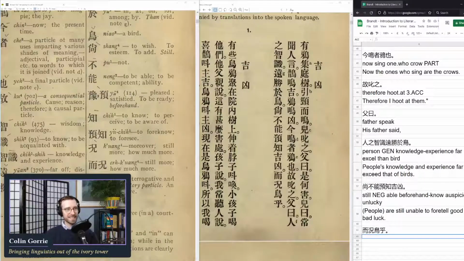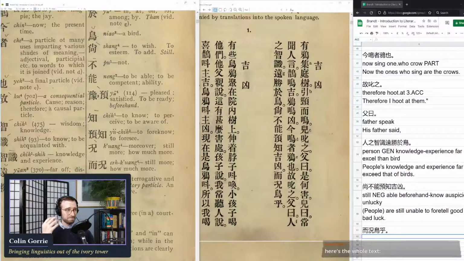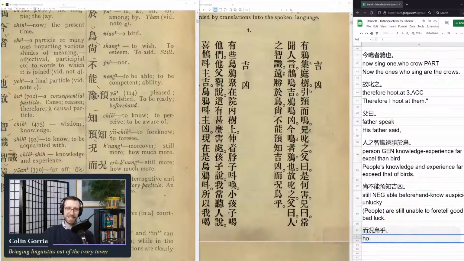All right, and then we have our last sentence here, which is, we have which we had before, which we translated as and. So kuang. Kuang niao hu. So we're given help here with the kuang, still more, or how much more. And then niao, birds. Hu, which is apparently an interrogative or exclamatory particle. So we have something like how much more, or still more, birds, exclamation. How much more, birds, exclamation. So I think the meaning here is pretty clear. People are still unable to foretell good and bad luck. How much more could birds?